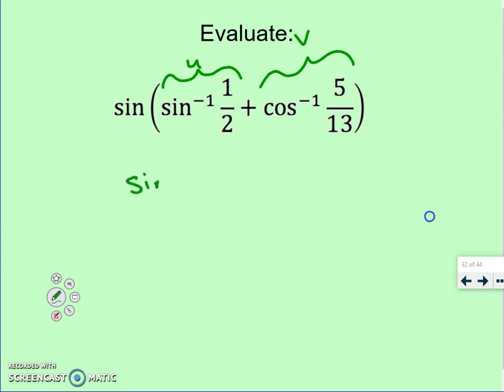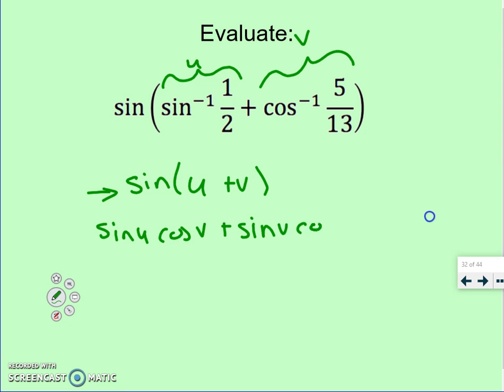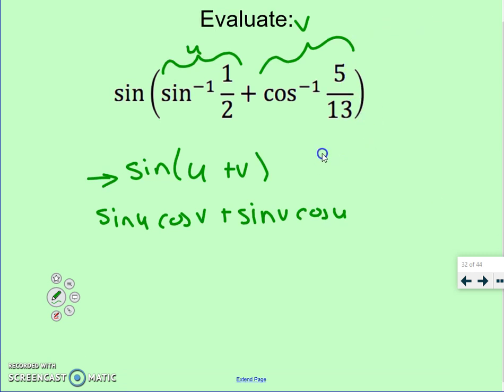So we have sine of u plus v. We have an identity that is this thing. Sine of u plus v is sine u cosine v plus sine v cosine u. Same idea, same thing. Okay. So now we can just switch our angles back out.